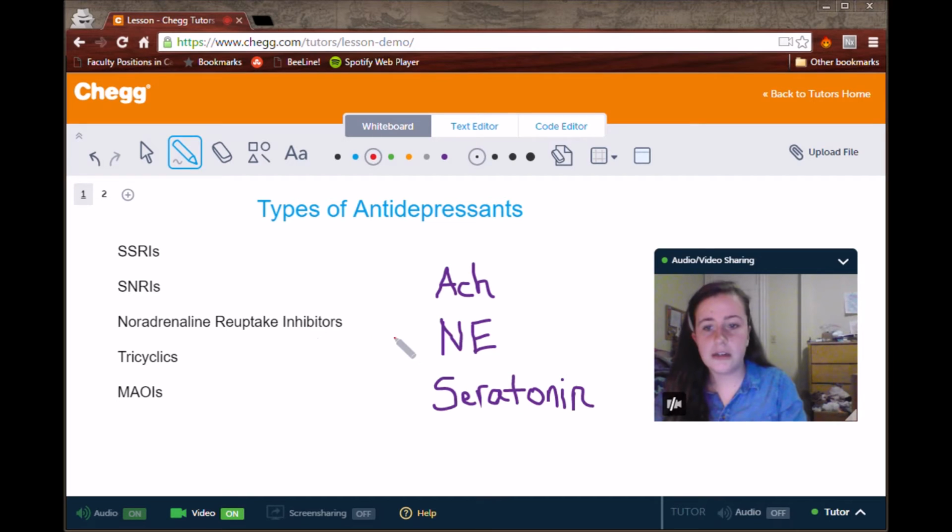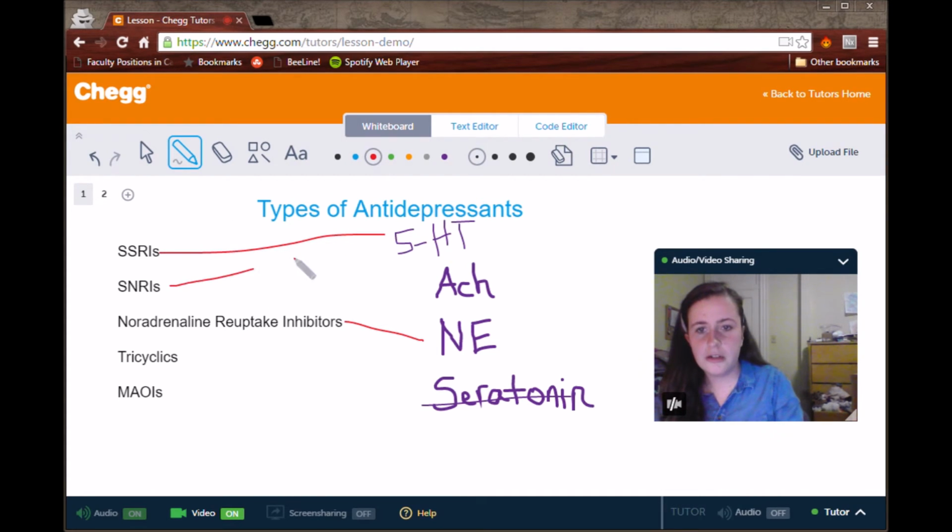Noradrenaline reuptake inhibitors were just for norepinephrine. So to draw lines, this one affects just this one. This, we're going to write 5-HT up here for ease, which is the same thing as serotonin. So we'll cross that off for clarity. So this one affects that one. This one only is a reuptake inhibitor here. This does both of these.